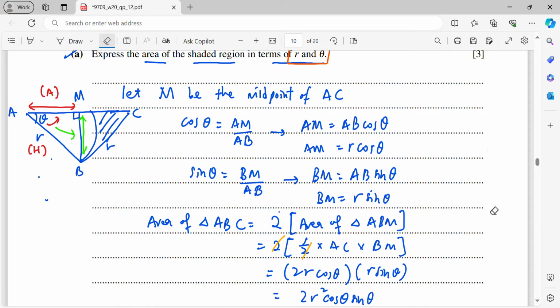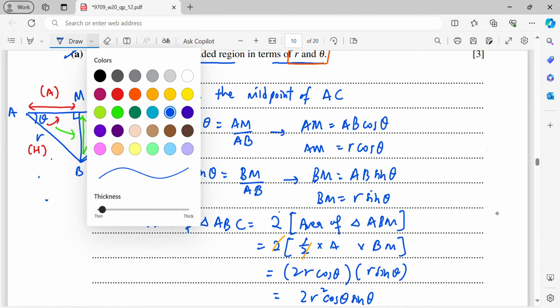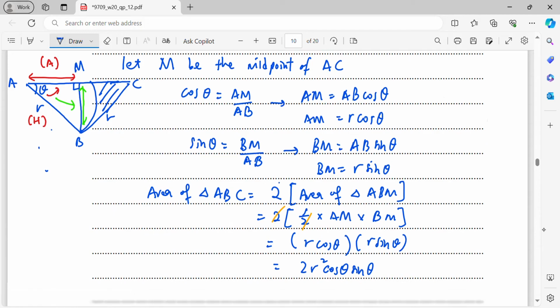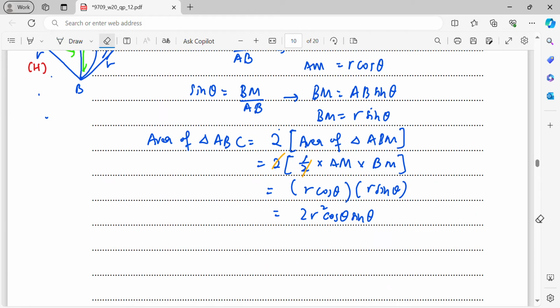So now I will write AM because of the double of the triangle. Or probably if you don't want to write double, then you just directly write half of AC times BM. Okay. So that means here it should be just R. Then at last, I will be getting just R squared cos theta sin theta.